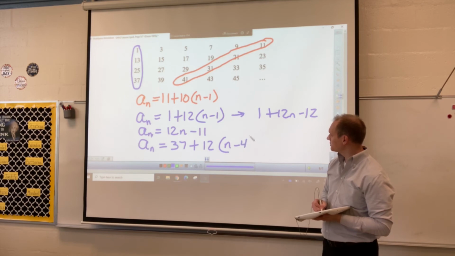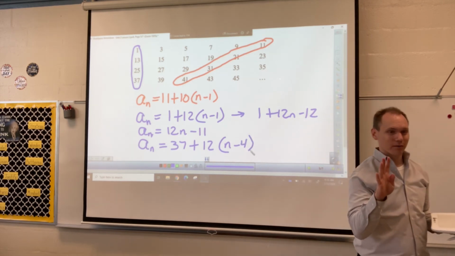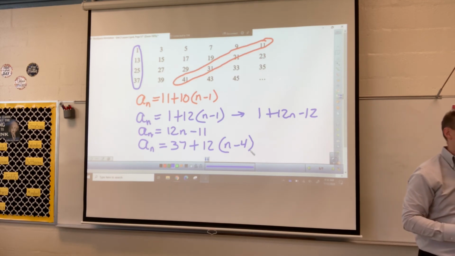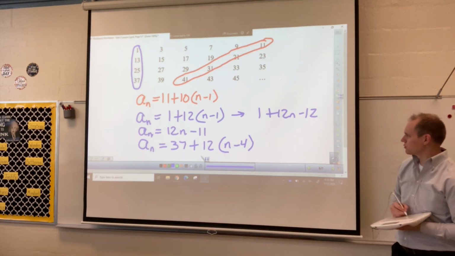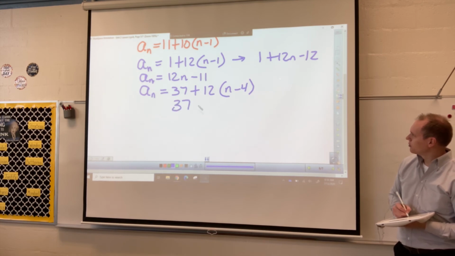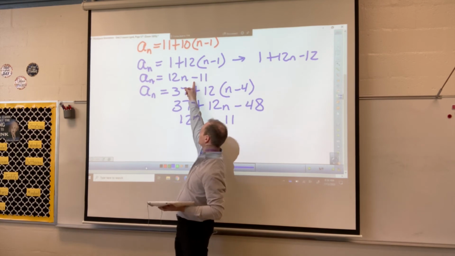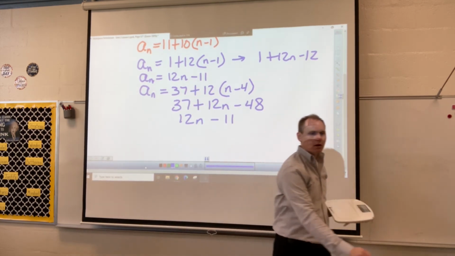Yeah, n minus 4 instead of 1, because we took the fourth term instead of the first term. Let's just check and see if this works. Are these equivalent? 37 plus 12 times n minus 12 times 4 is 48, and you get 12n minus 11. So it is equivalent to that one, which of course is equivalent to the first one.